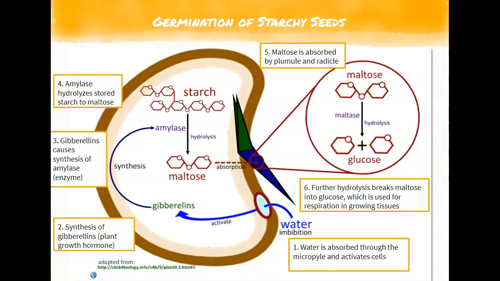So again, water's absorbed, it causes the synthesis of gibberellins. Once gibberellins is activated, it causes the synthesis of amylase, the enzyme. Amylase breaks starch down into maltose. Maltose is used by the plumule and radicle. And then once the plumule and radicle absorb the maltose, maltose breaks down again into glucose, and glucose is actually used to continue the growth of these starchy seeds.